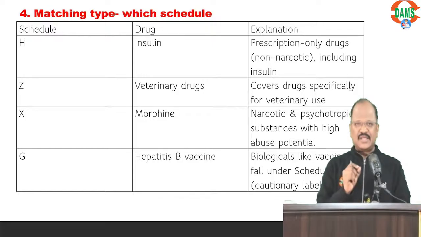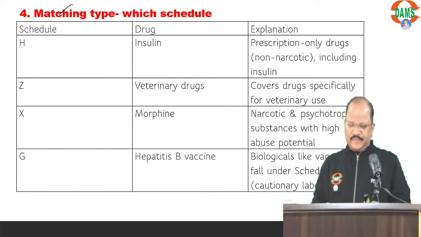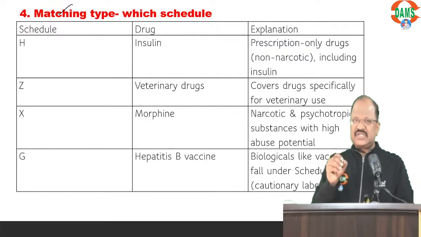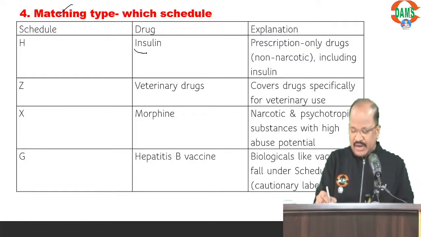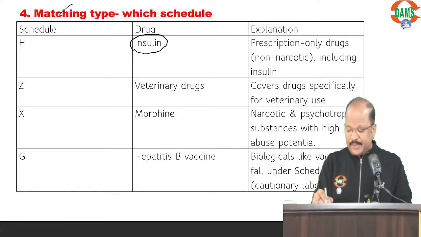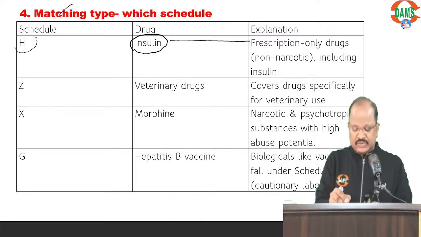Fourth question. I think this may be difficult for some students. In matching questions, if you know one or two options, you can match the others easily. They gave insulin, veterinary drug, morphine, and vaccine, and asked to match them with schedules. For example, I go for the right answer. Insulin is available only after getting a prescription from the doctor. Prescribed drug: when you get a drug only after prescription, they call it schedule H.